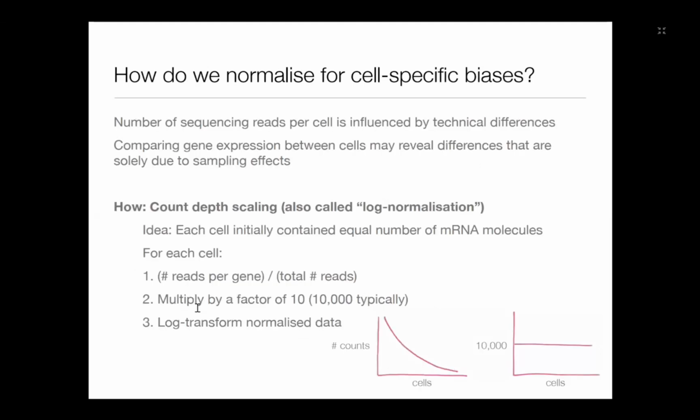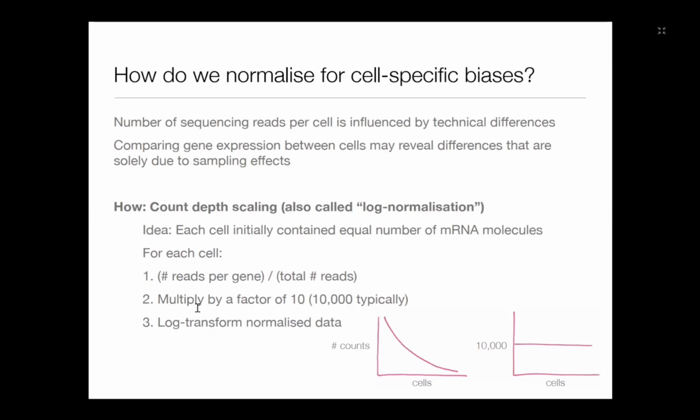Okay. In the second step, we need to normalize the data. That is because the number of sequencing reads per cell is actually influenced by technical differences. So when we compare gene expression profiles of cells with each other, we might find differences that are not because of biology, but because of technical sampling effects. So let's say we sequence one cell much deeper than another cell. Okay, then this is something that we have to take care of before we can compare the profiles.